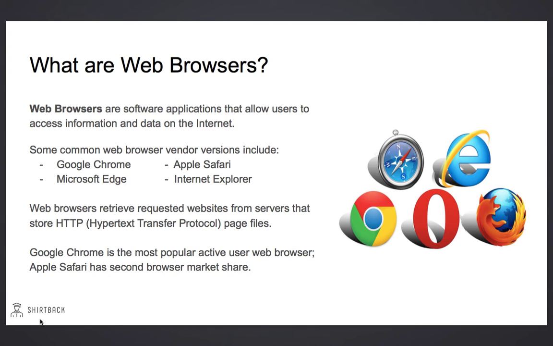Web browsers are software applications that allow users to access information and data on the internet. Some common web browser versions that you will see from vendors include Google Chrome, Apple Safari, Microsoft Edge, and Internet Explorer. Web browsers will retrieve requested websites from servers. The servers store HTTP page files. HTTP is short for Hypertext Transfer Protocol. The most active user web browser currently is Google Chrome, with the second being Apple's Safari.